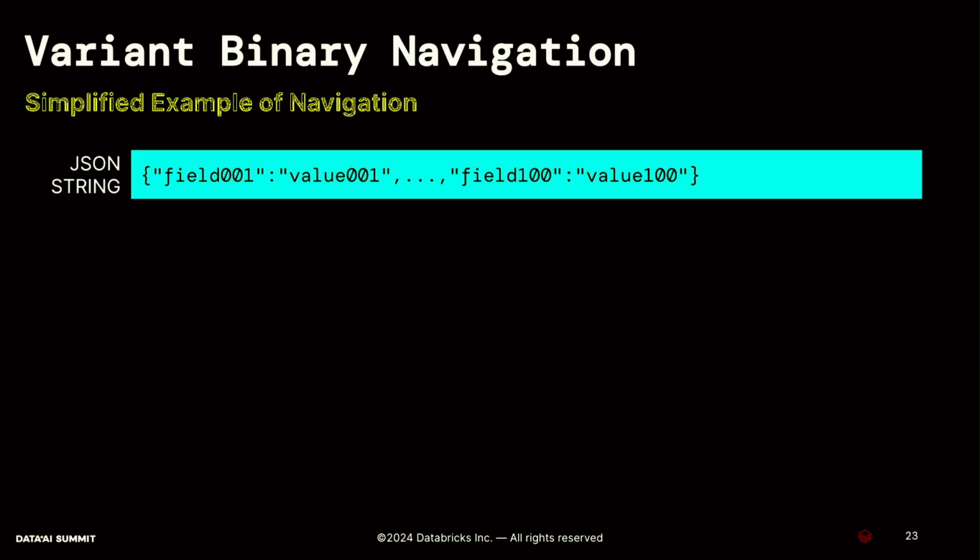We will demonstrate an example of path navigation to show how the variant binary format helps. When we want to extract a certain field from a JSON string, we have to perform a sequential and linear search over all the fields in the JSON object, matching the field names one by one. Suppose we want the value of field 100. We have to check all the 99 fields before it.